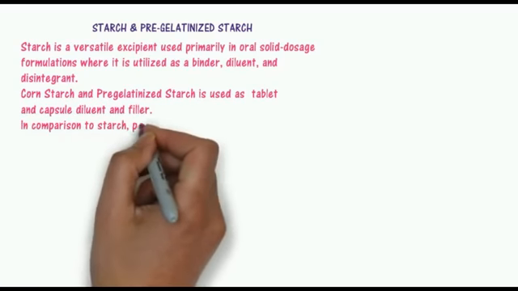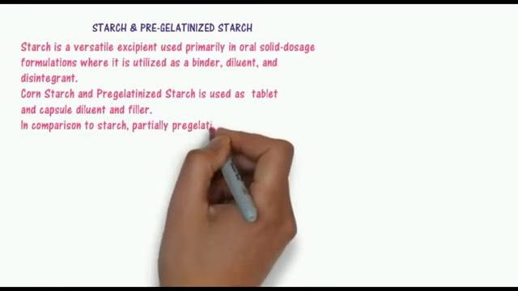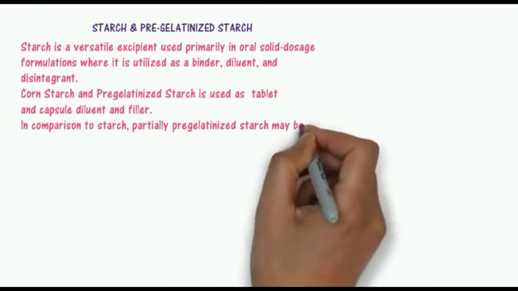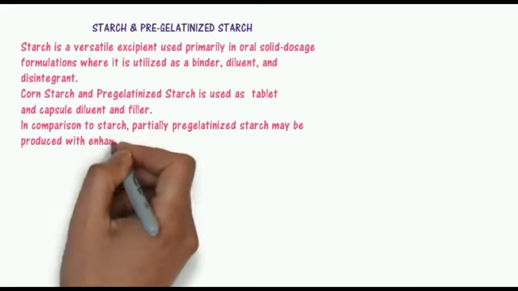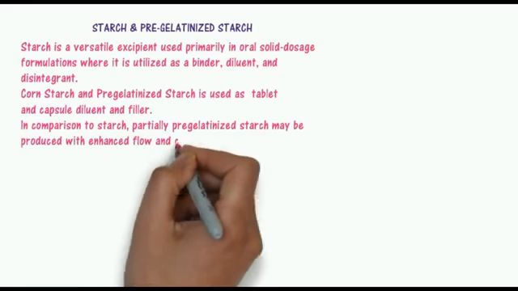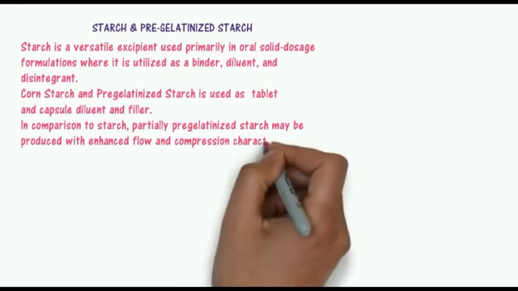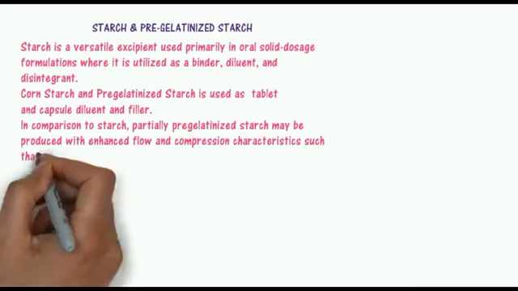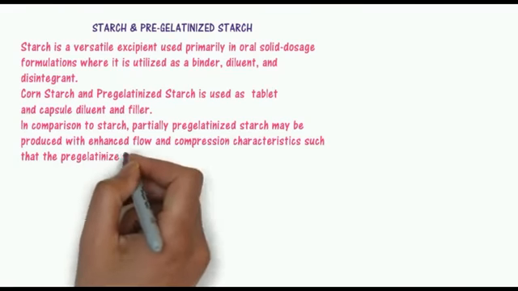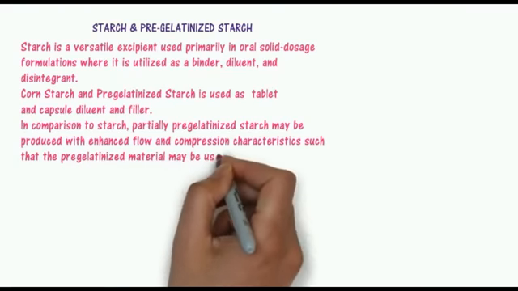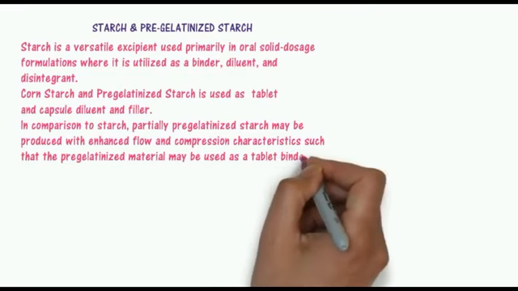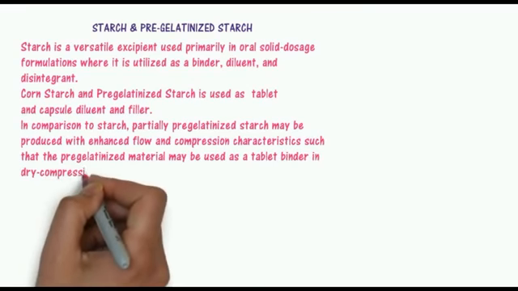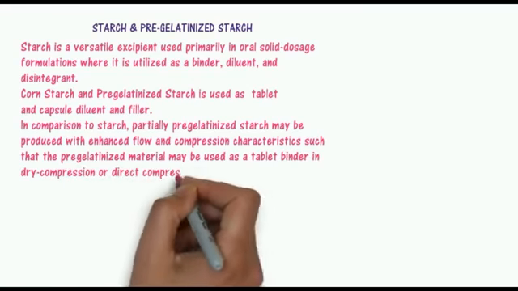In comparison to starch, partially pre-gelatinized starch may be produced with enhanced flow and compression characteristics, such that the pre-gelatinized material may be used as a tablet binder in dry compression or direct compression process.